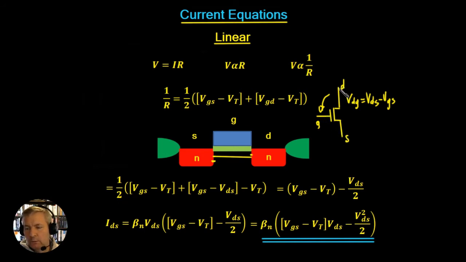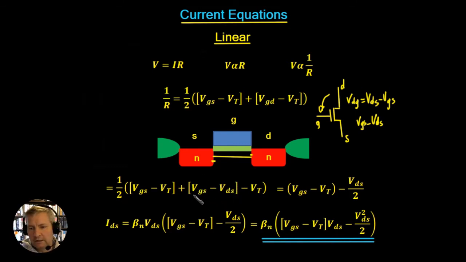But that's not actually what we're interested in. We're not interested in the drain to the gate. We're actually interested in the gate to the drain. So the gate to the drain is just the negative of this. So it's just going to be our VGS minus the VDS. So we can rewrite this VGD as the same as VGS minus VDS, and that's what we'll put in here.